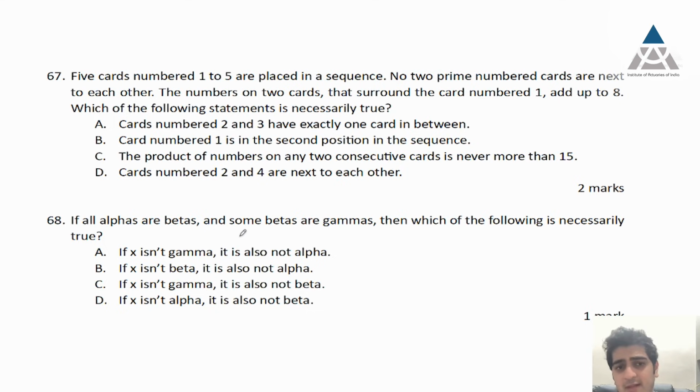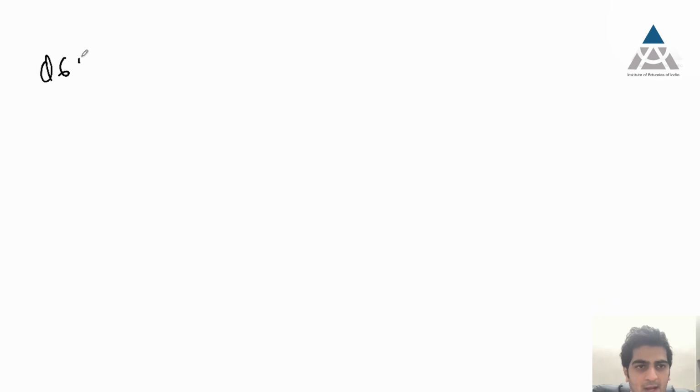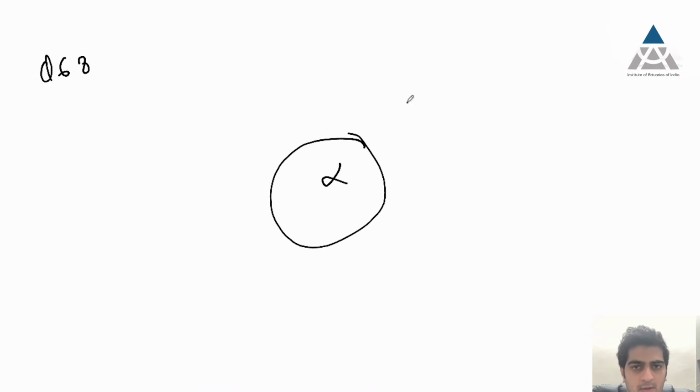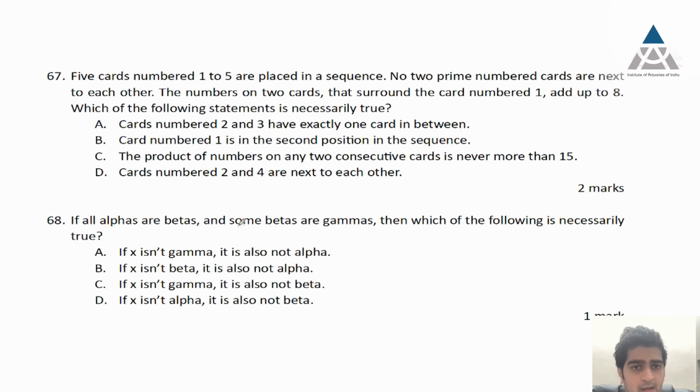It says if all alphas are betas and some betas are gammas, then which of the following is necessarily true? So again, just simply create your Venn diagram. All alphas are betas. So you have alphas and all of them are betas. So there is a circle of alpha and there is a bigger circle of beta. So all alphas are betas.